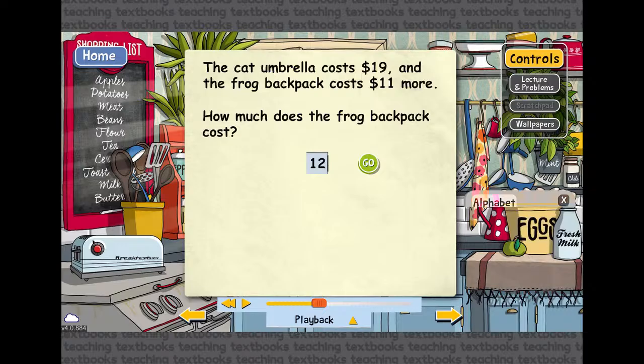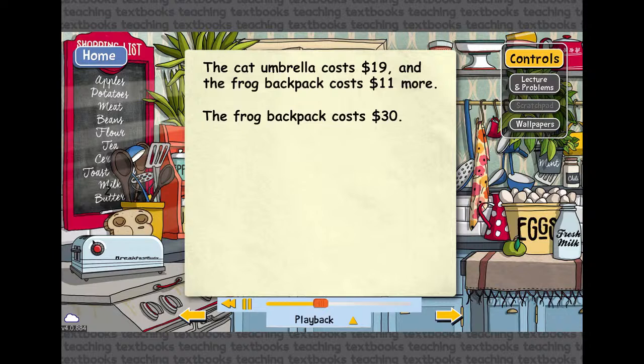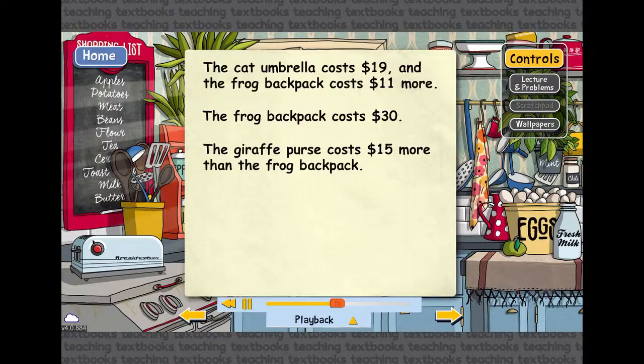No, what you have to do is take 19 and add 11 to that. 19 plus 11 equals 30. So the frog backpack costs $30. We're not done yet though. That was just the first step. We're trying to figure out the cost of the giraffe purse. Now we know that the frog backpack costs $30. We can use that to figure out the cost of the giraffe purse. The problem says that the giraffe purse costs $15 more than the frog backpack. So what does the giraffe purse cost?